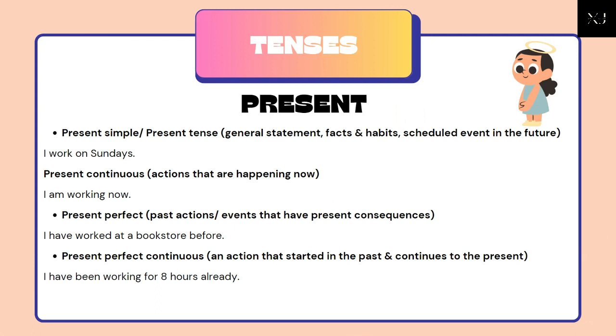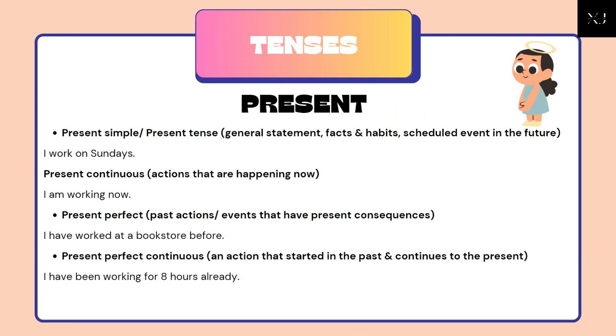Alright, present continuous, there are actions that are happening now. You need to have your ing. I am working now. Next one, present perfect. They are basically past actions or events that have present consequences. I have worked at a bookstore before. Okay, so that was a past action that has a present consequence, in the sense that you have the experience of working in a bookstore before. Okay, that is your current consequence.